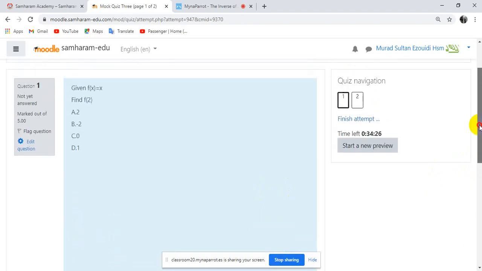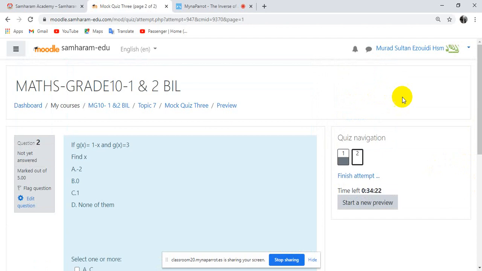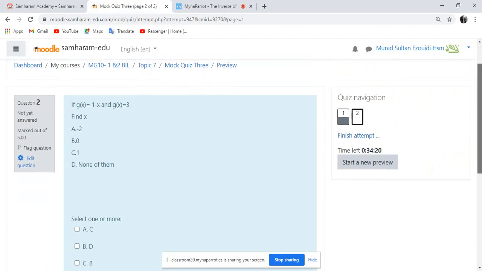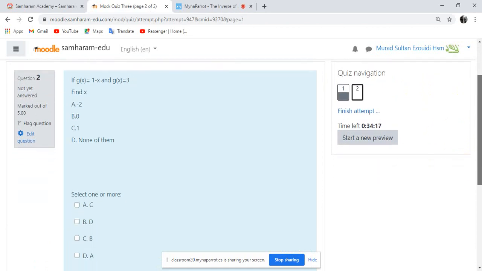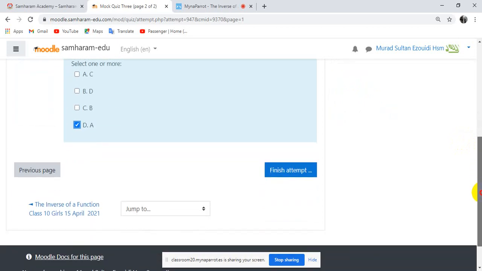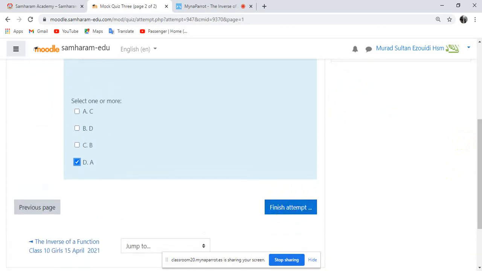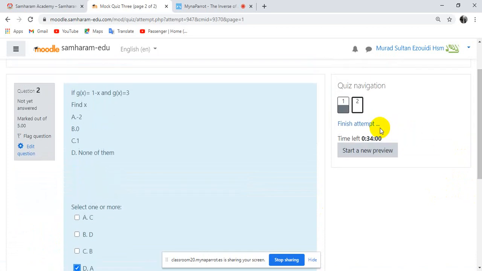Then I will move to the next page like that. Clear? No problem if you make a mistake. The main important thing is you should know how to do this. For example, I would choose the last one. At least I will get 5 marks. Then, if you go down, look. Finish attempt. If you would like to make a finish attempt, do it here, as you like. I will make like that.